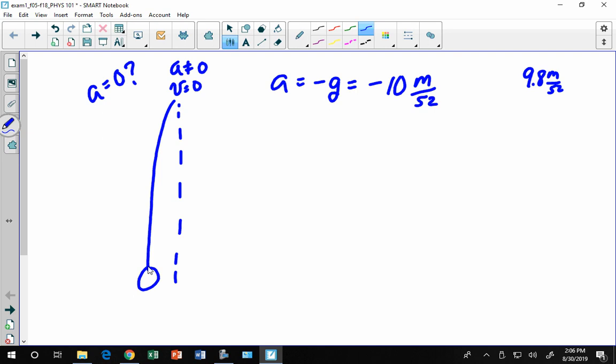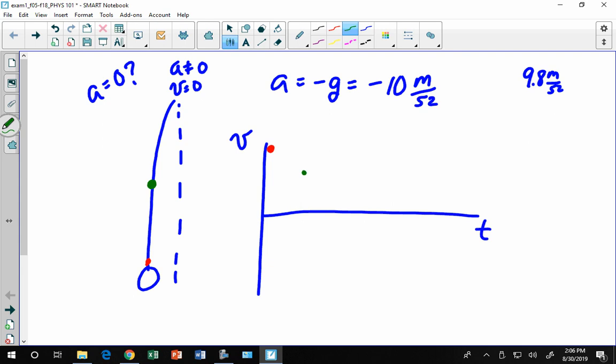Let's try drawing the velocity versus time graph for this scenario. We're going to get to this next week. Here at the bottom, do I have a big or small velocity when I first throw it up in the air? I have a big velocity. And is it positive or negative? It's positive. It's going up and it's big. So I'm going to have a point right here. And then as I go up right there, it's smaller, but it's still positive. So as I go up, it decreases with time.